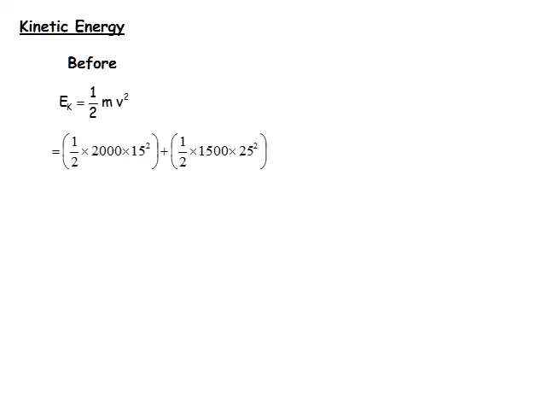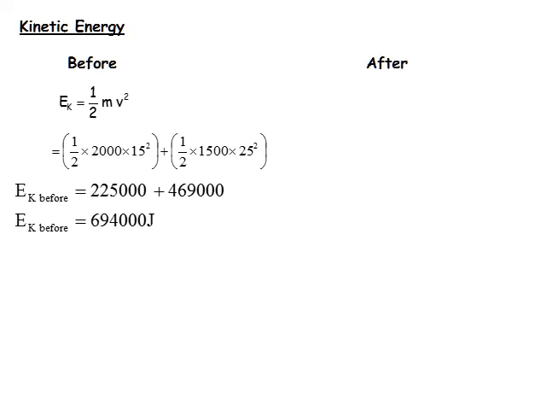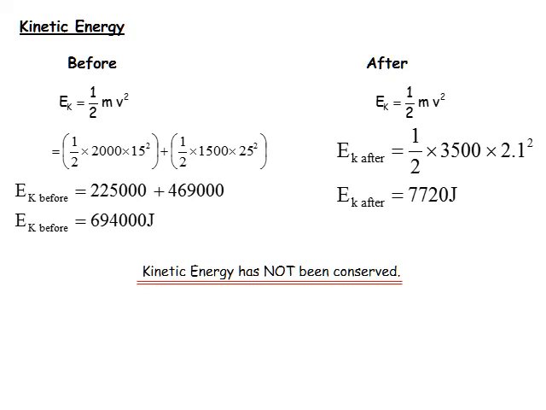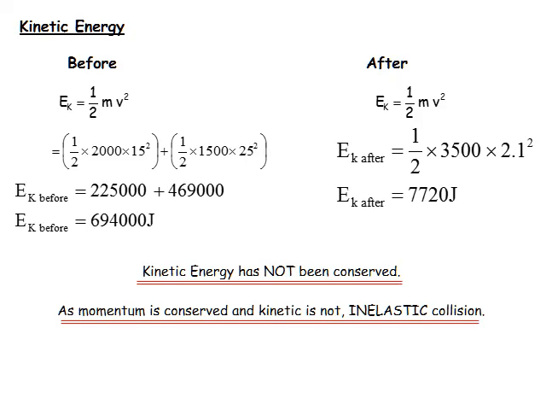Let's look at the kinetic energy before and after. The kinetic energy is half mv squared, so we add up the kinetic energy of the objects before to give us a total, and then we add up the kinetic energy of the objects afterwards. And we can see that the energy is not equal, so it's not an elastic collision, it's an inelastic collision.